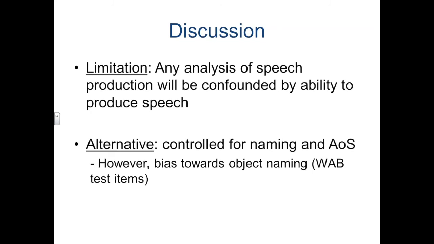I told you about our bias towards object naming. So as an alternative in the future, there clearly needs to be perhaps a task that measures action naming as a counterpart, and see if that affects at all the voxels or the connections that are critical for the syntax variables.